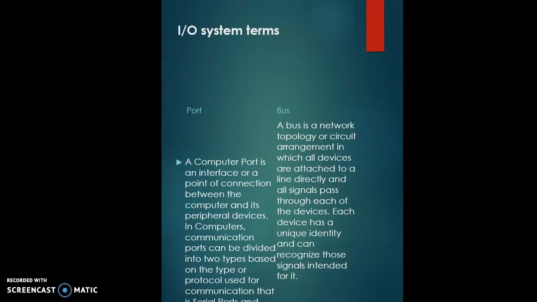We have a bus. A bus is a network topology or arrangement in which all devices are attached to a line directly, and all signals pass through each of the devices. Here, each device has a unique identity, and it can recognize signals intended for it. This bus communication system transfers data between components inside the computer.